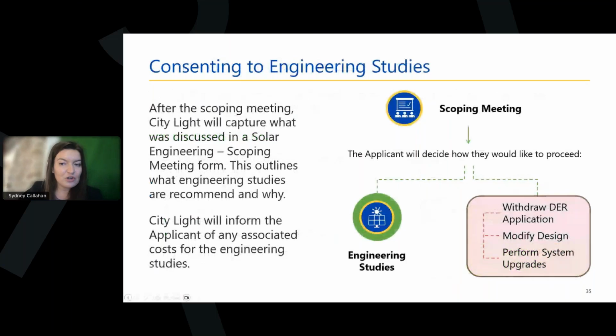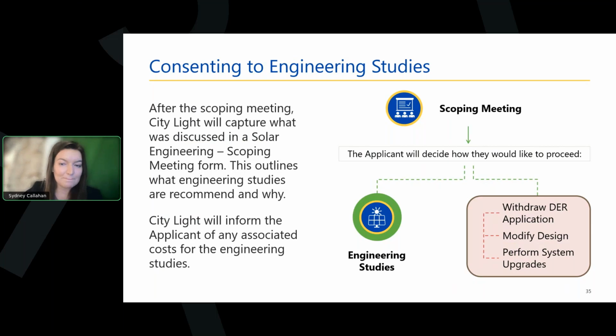After that scoping meeting, City Light will send a scoping meeting form to the applicant that's going to summarize what was discussed and agreed to during the meeting and put that all in writing. This form would also include any mention of costs associated with completing the studies. And then at that point, it's up to the applicant to decide what to do next. If they want to proceed with the engineering studies, withdraw their application, modify the design, or pursue system upgrades at that point.